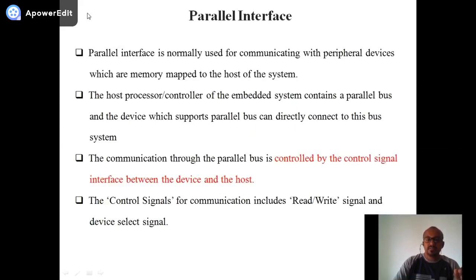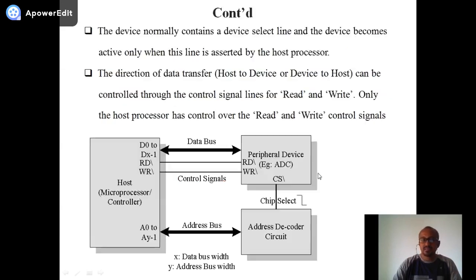Parallel interface. The parallel interface is normally used for communicating with peripheral devices which are memory mapped to the host of the system. The processor or controller of an embedded system contains the parallel buses, and a device which supports a parallel bus can be directly connected to this bus system, controlled by control signal interfaces between the device and the host. The control lines include a read or write signal and a device select signal.